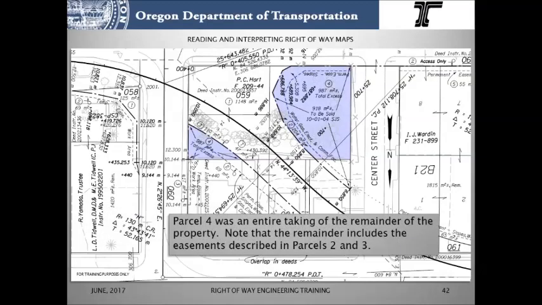Parcel 4 was an entire taking of the remainder of the property, also a fee taking. And note that the remainder includes the easements that we described in parcel 2 and 3. So that's the preferred method if we're going to buy the entire piece of property. You describe what we need for the project, and then we have excess.